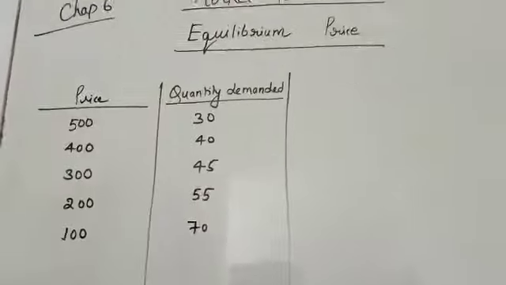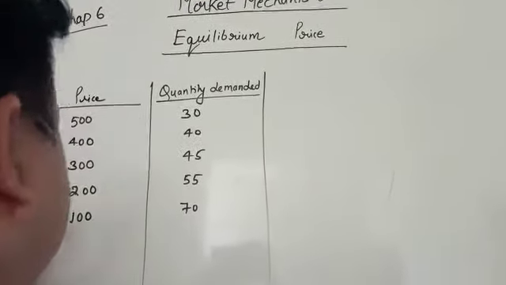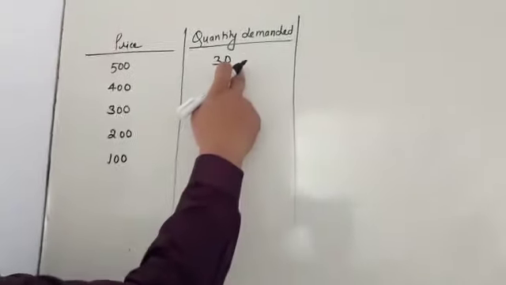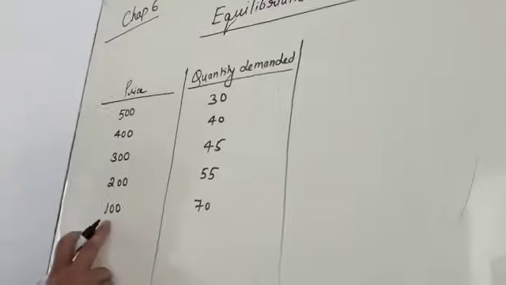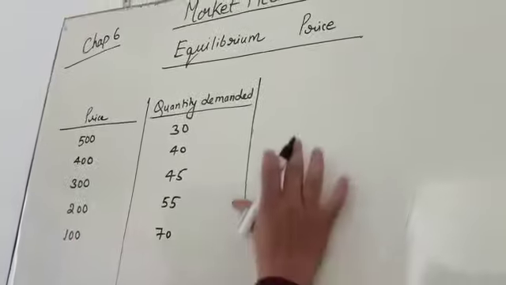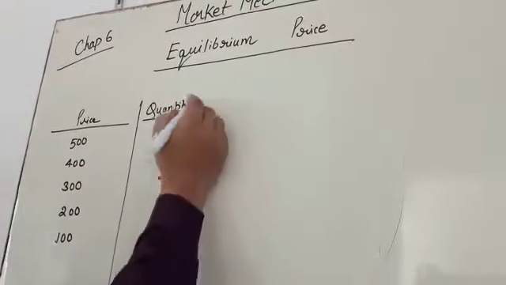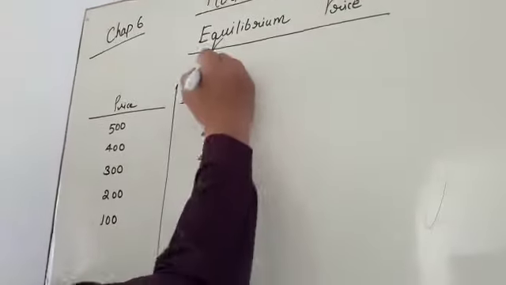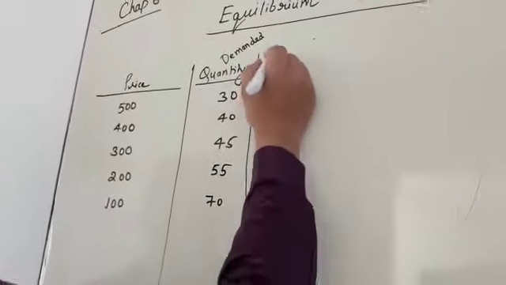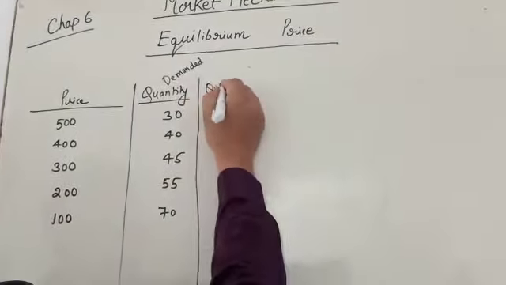Do you observe that here the law of demand applies? When the price decreases, the quantity increases. At 500 rupees only 30 is demanded, while at 100 rupees 70 is demanded, which is more. In the next column I am going to take supply, quantity supplied. That is called quantity supplied.